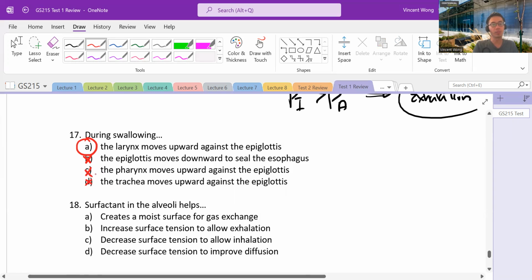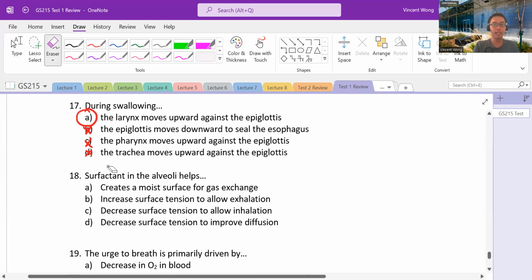These others don't actually move. The pharynx is the back of your throat, right? How can the back of your throat move up? Your throat is your throat, right? It doesn't move up or down. It's the larynx, the voice box. You can feel it. Put your hand here and swallow, you can feel it move up.